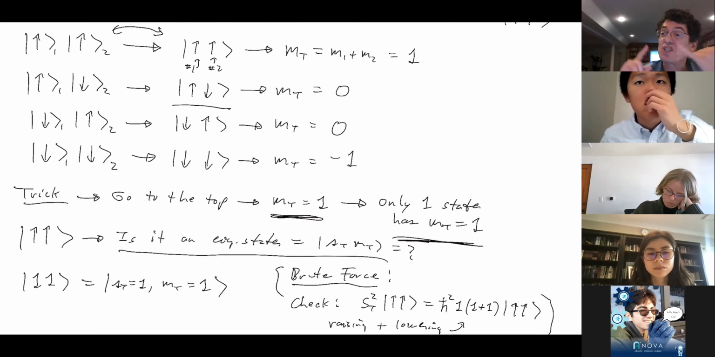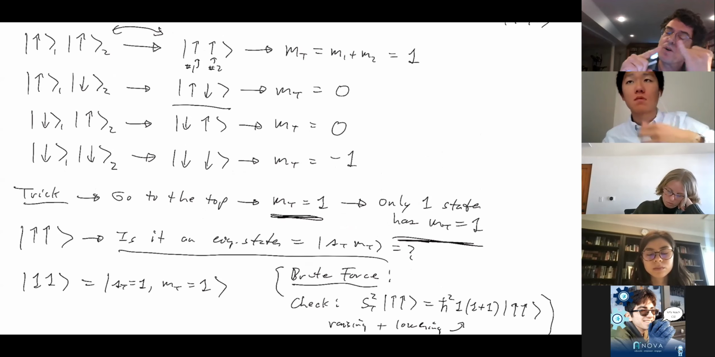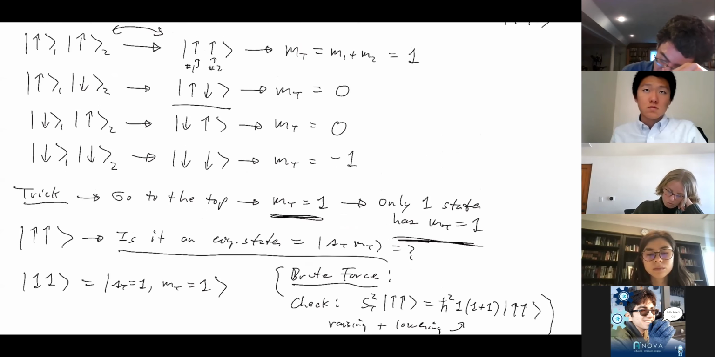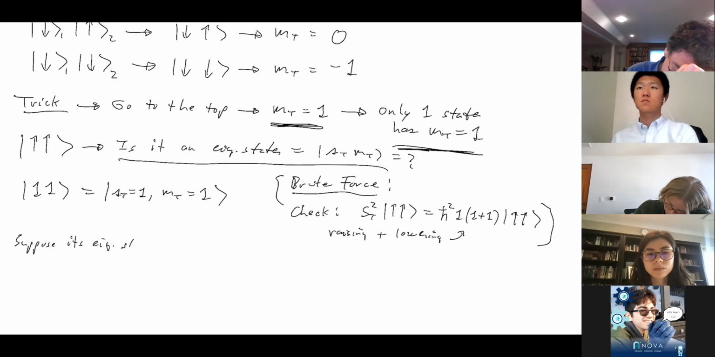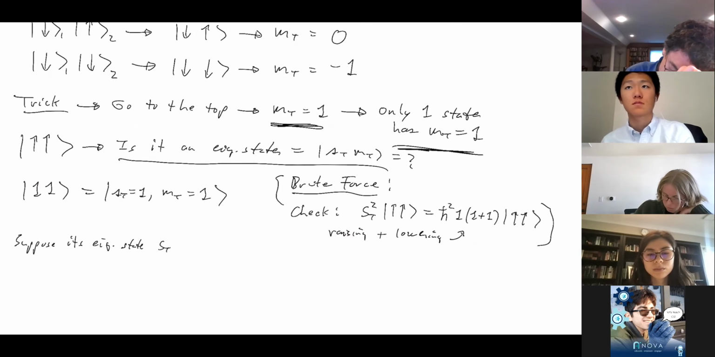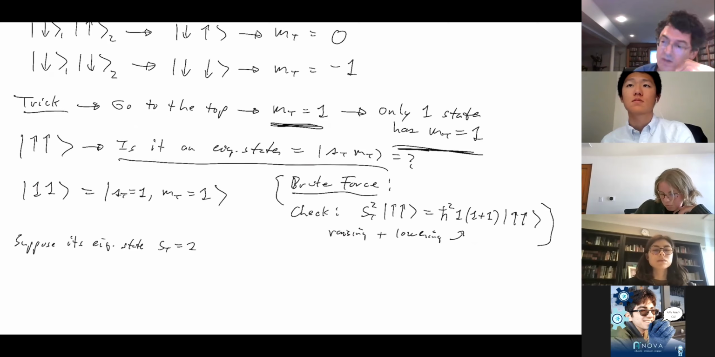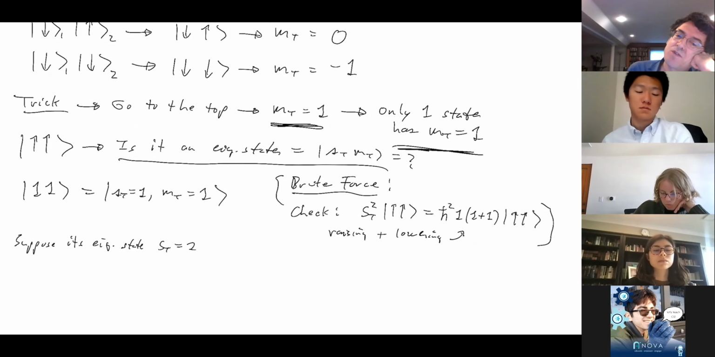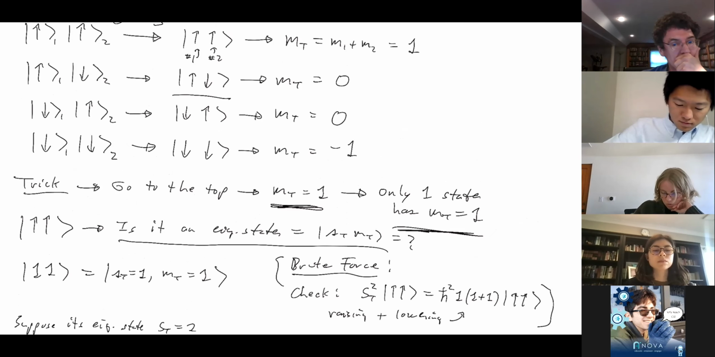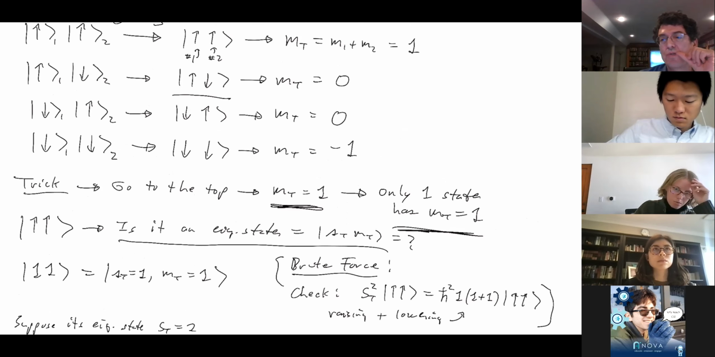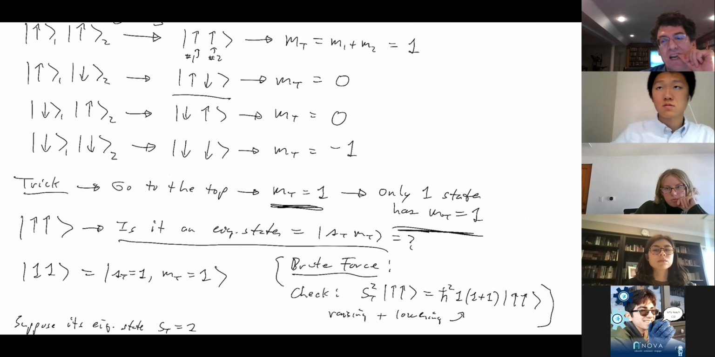Let's suppose it's not. Let's suppose that it was an eigenstate of S total equals, say, 2. How can I prove that it's not an eigenstate of S total equals 2? Can anyone guess? Suppose it was an S total equals 2 eigenstate. How can I prove that it's not that?